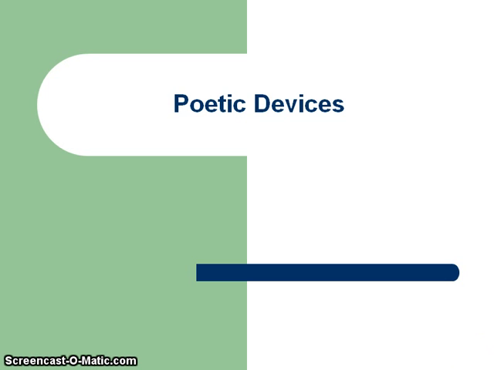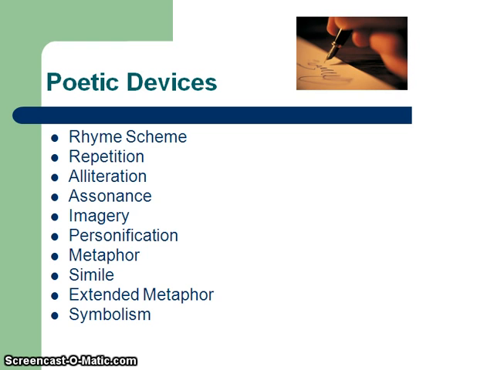Good afternoon, class. Today we're going to be talking some more about poetic devices. As you know, we've already gone over rhyme scheme, repetition, alliteration, assonance, imagery, personification, metaphor, simile, extended metaphor, and today we're going to be talking more about symbolism.